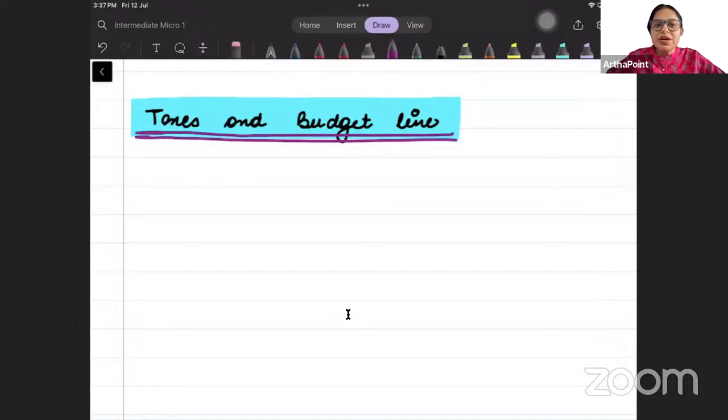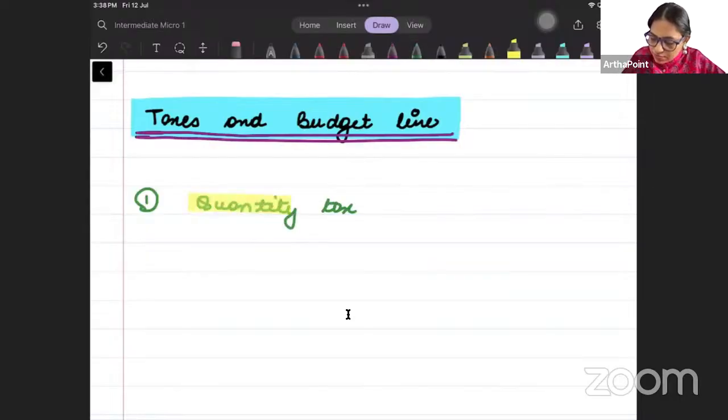Now, beta, there are three kinds of tax that I will be teaching you today. Tax number one is called quantity tax. Okay, beta. Quantity tax is a tax which is imposed per unit that you consume.